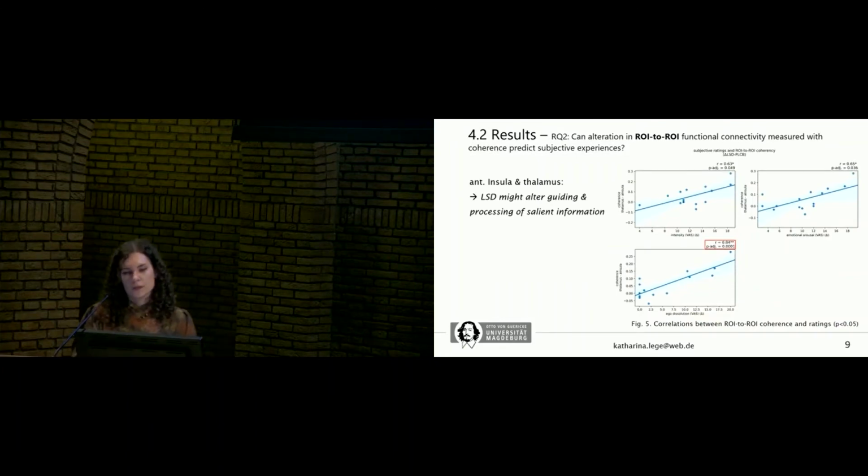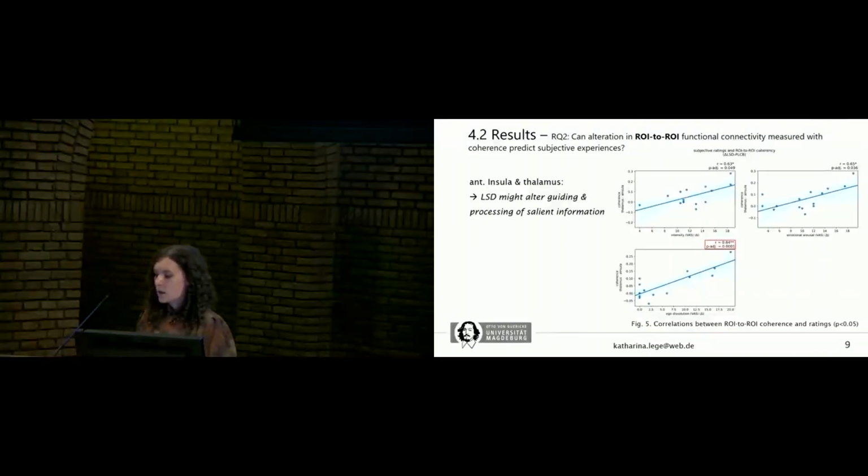So here you see the strongest correlation for coherence values with subjective ratings. Again, I used a two-sided test for significance and accounted for p-value correction using the Bonferroni method. And you see that there was increased coupling between the anterior insula and thalamus measured with coherence, associated with the overall intensity of the experience, as well as with emotional arousal and ego dissolution. So actually the correlation with ego dissolution was highly significant, shown here in the red bracket.